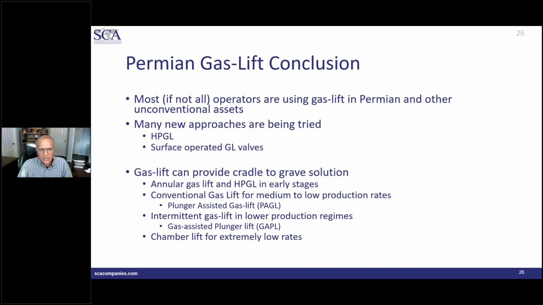Many new approaches are being tried. I talked about single point or high pressure gas lift, surface operated gas lift valves, switching from annular to tubular, and so on. That is what can provide a cradle to grave solution. Conventional gas lift for medium to low production rate, then you switch over to plunger assisted, and then intermittent gas lift in the lower production regime, and then you can go to chamber lift for extremely low rate.